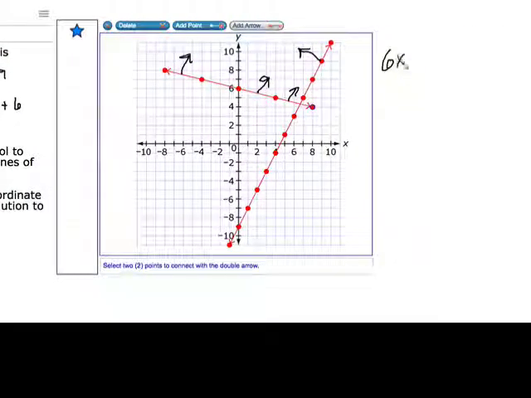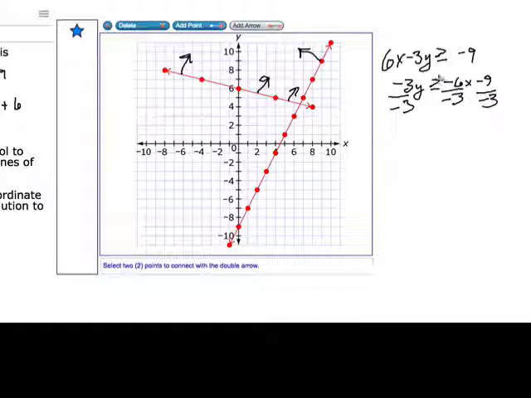We have 6x minus 3y is greater than or equal to negative 9. So I'm going to minus 6x from both sides. Now I'm going to divide by negative 3. Now be careful, they're always going to throw it at you. What do you do when you divide by negative? You flip the sign. So that becomes positive 2x and positive 3.